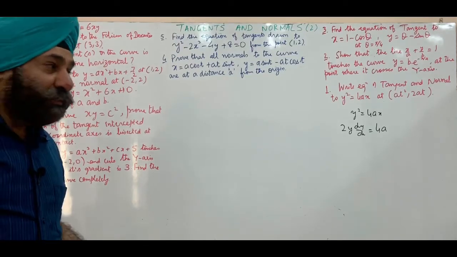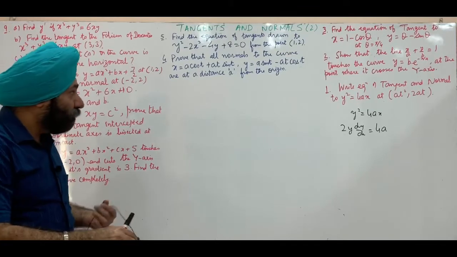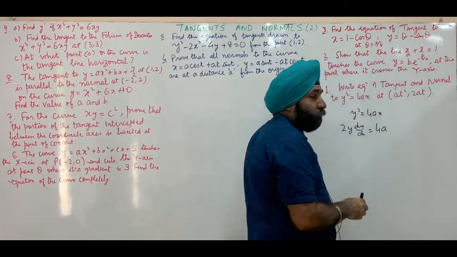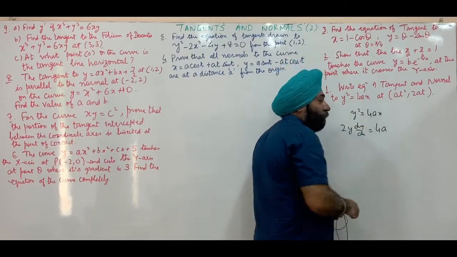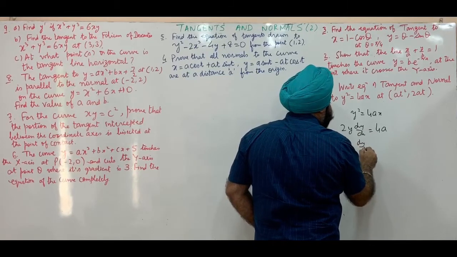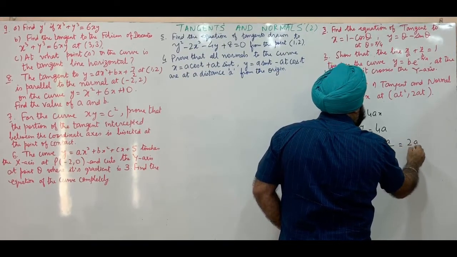Welcome back, students. We continue our discussion on tangents and normals. This is the first one, y square is equal to 4ax. This is the point given. We differentiate this and this gives us dy by dx as 4a upon 2y. That's 2a upon y.